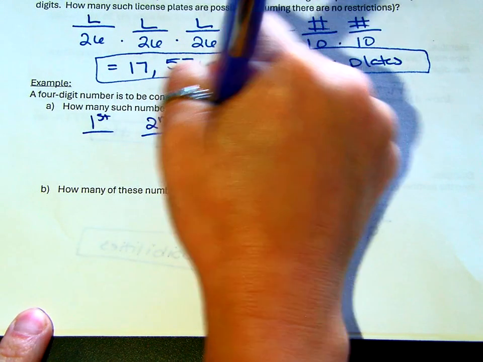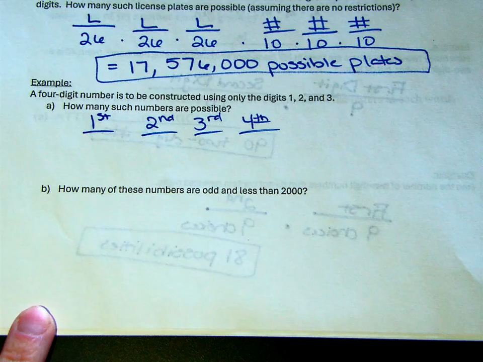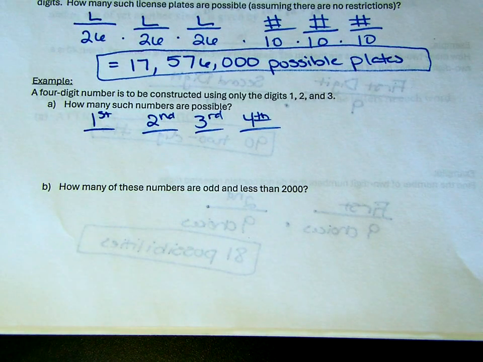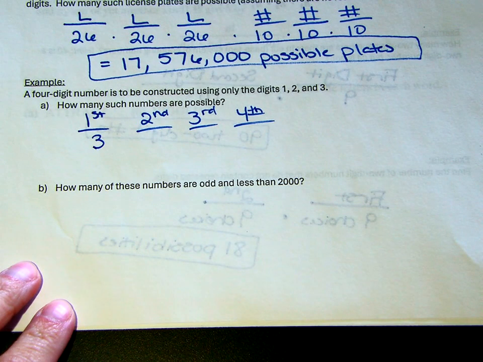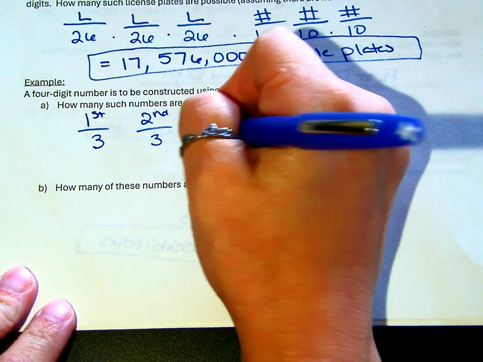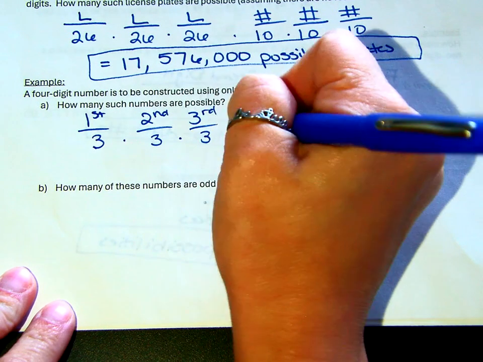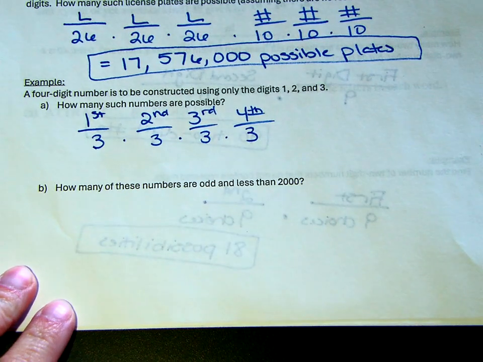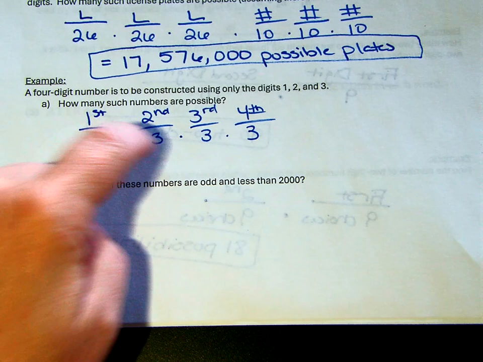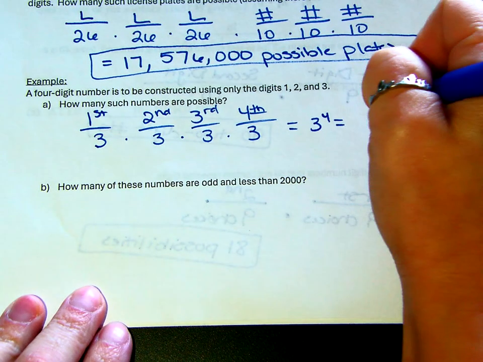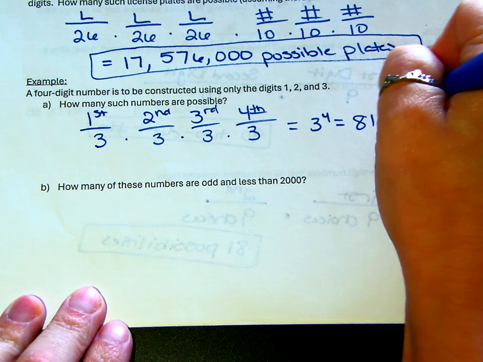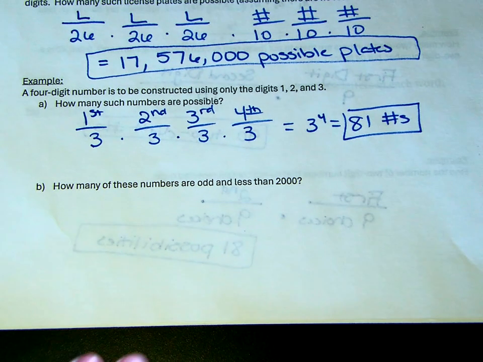How many possible choices do we have for our first digit? 3. What about our second? 3. Third? There we go. We stay in a pattern. Since there's no restrictions, 3 options are viable for all of them. I can have the number 1, 1, 1, 1. That's totally okay. This is 3 to the 4th power, which is 81 numbers. So there's 81 different 4-digit numbers made up of just the digits 1, 2, and 3.